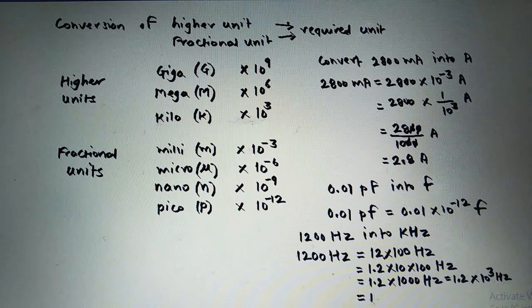Now next we will write here 1.2 into 10 raised to 3 hertz. 10 raised to 3 means kilo, so 10 raised to 3 hertz will be equal to kilohertz. So 1200 hertz is always equal to 1.2 kilohertz. So these are the examples of how to convert the higher unit or fractional unit into the required unit.